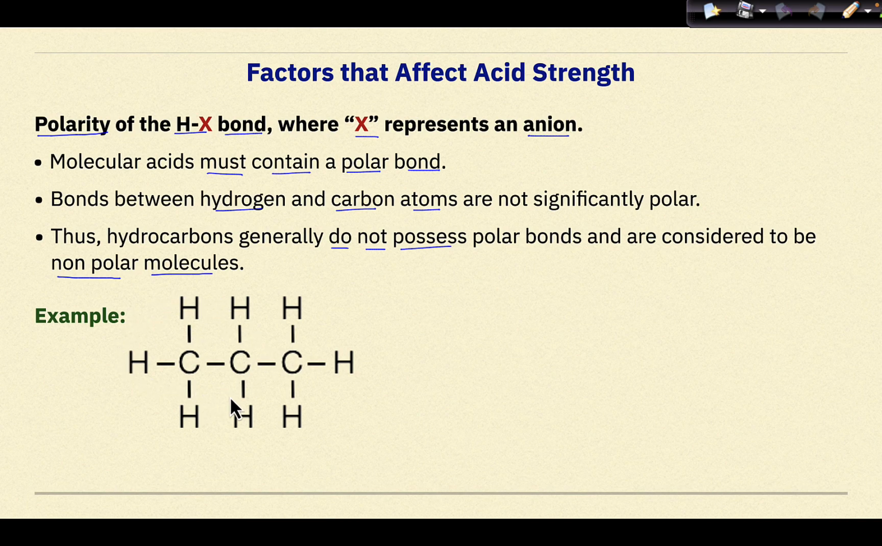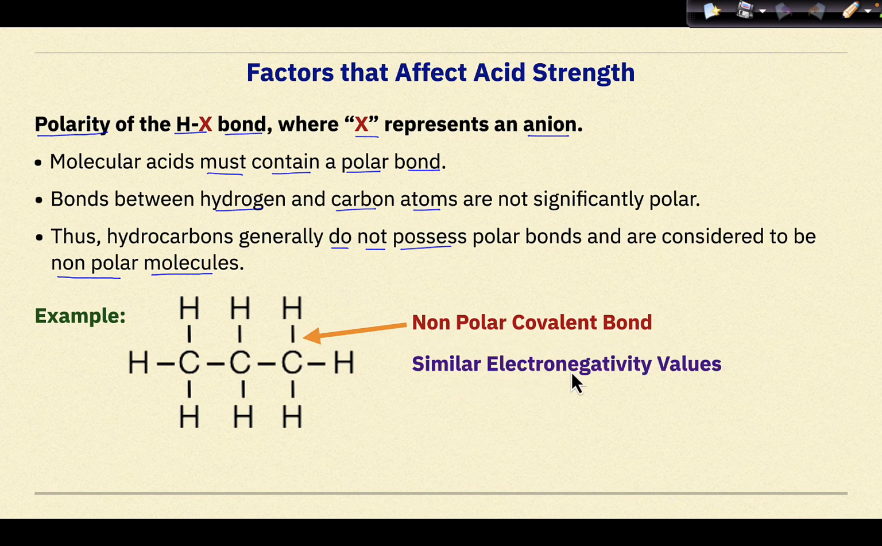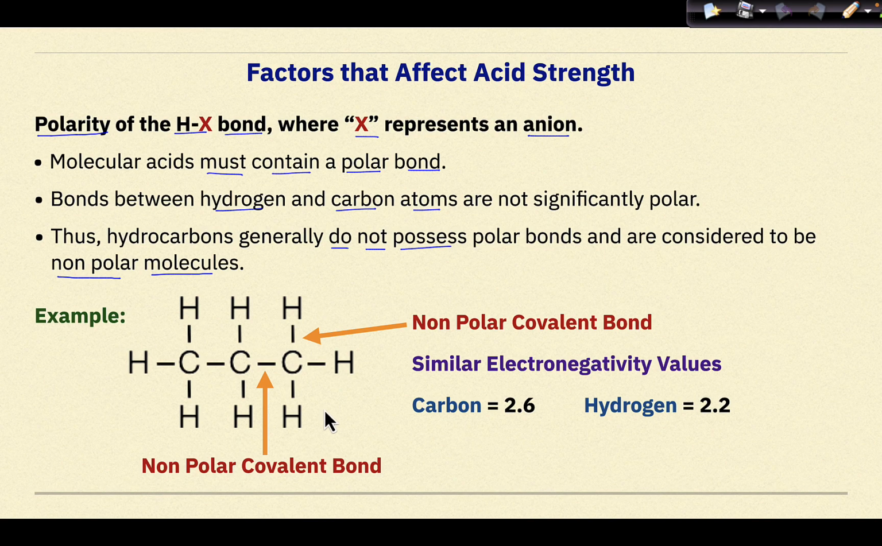Let's look at an example of propane. In this example, the bond between the carbon and the hydrogen is a nonpolar covalent bond. They have similar electronegativity values, as carbon is 2.6 and hydrogen is 2.2. Another location of a nonpolar covalent bond is between two carbon atoms within the molecule.